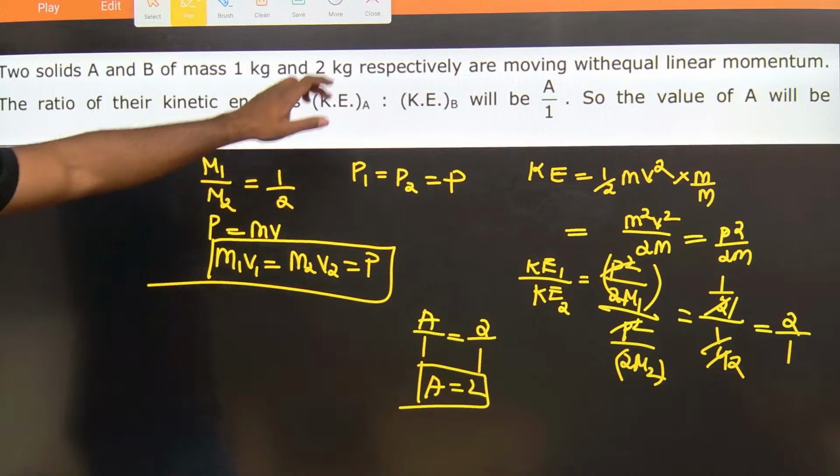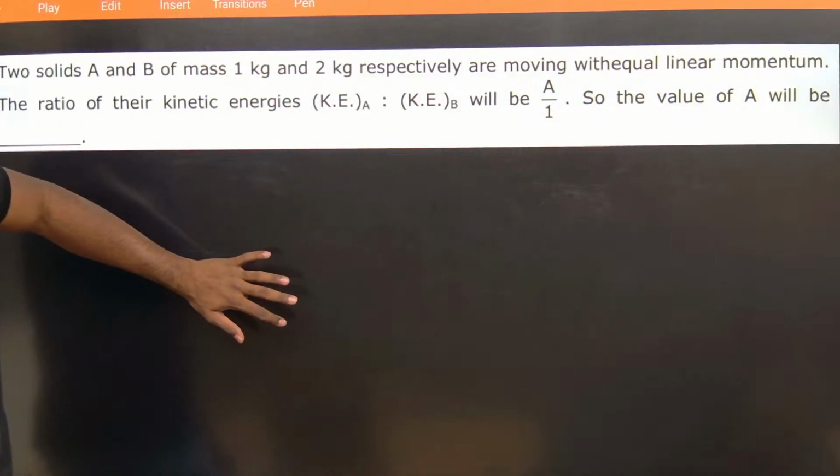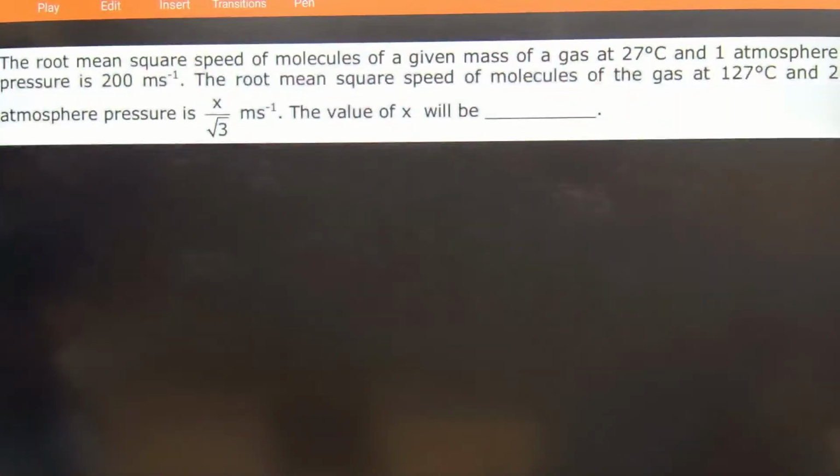So, the next question is: the root mean square speed of a molecule of a given mass of gas at 27 degrees Celsius at 1 atmosphere pressure is 200 meter per second. The root mean square speed of a molecule of a gas at 127 degrees and 2 atmospheric pressure is x by root 3 meter per second. The value of x will be?